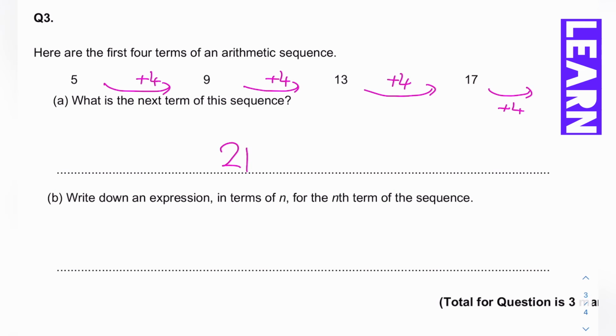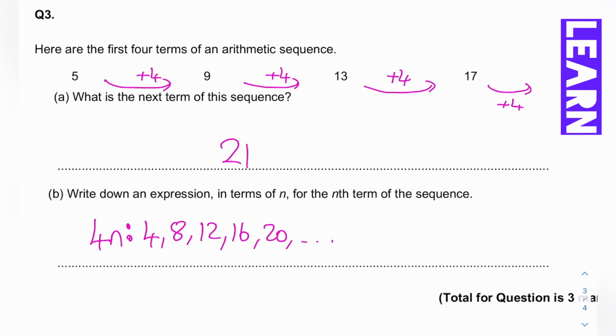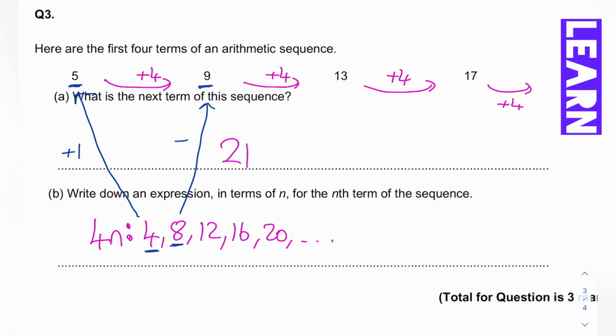Now to write down an expression in terms of n for the nth term, we again work out our first difference, which is 4n. We can then write down our 4 times table, and we can see how to match our first term in both sequences. So our first term of 4n is 4, but our first term of our sequence is 5. So that's exactly 1 away. Just double check with your second term that this still works. So to get from 8 to 9, we add 1. So therefore our nth term is 4n plus 1.